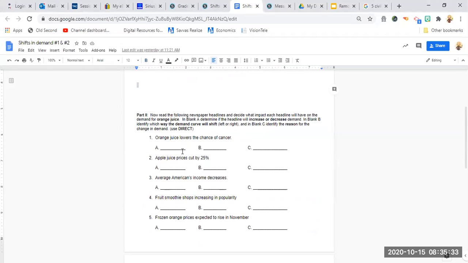So for instance, in the first one, orange juice lowers the chance of cancer. So you're going to go A, will there be an increase or a decrease in the demand? In this one, there'll be an increase. Okay, an increase will go which direction, right or left? And the answer is it will go to the right. And the third one is, what is the reason?